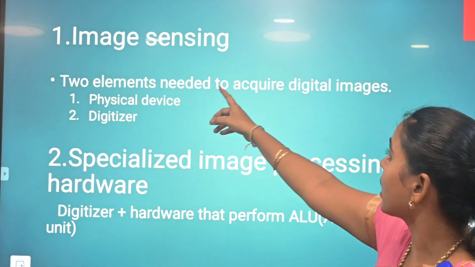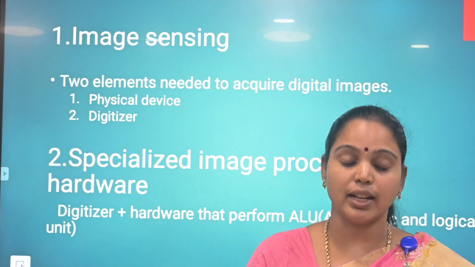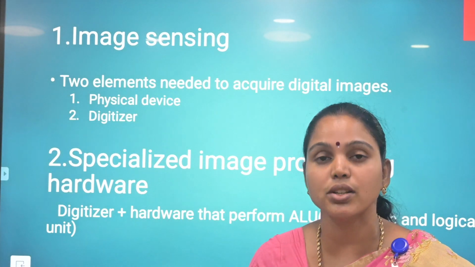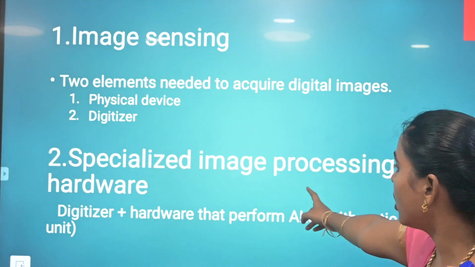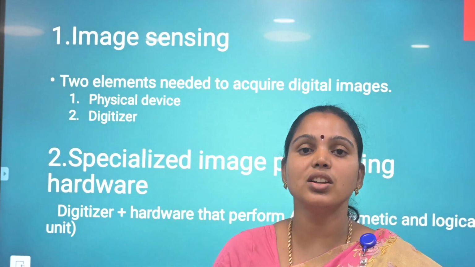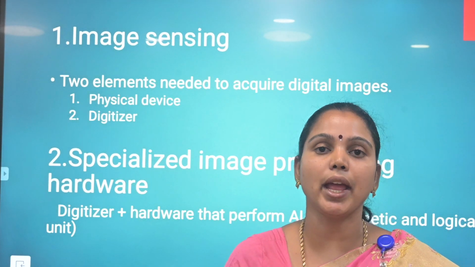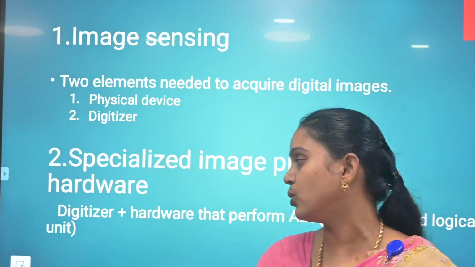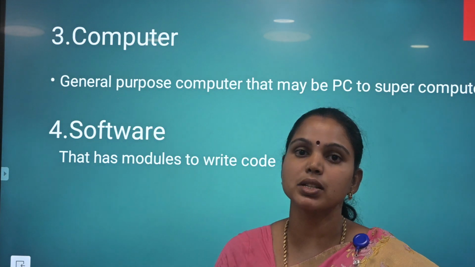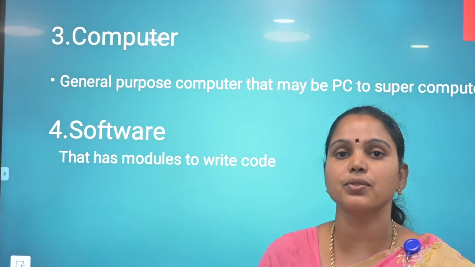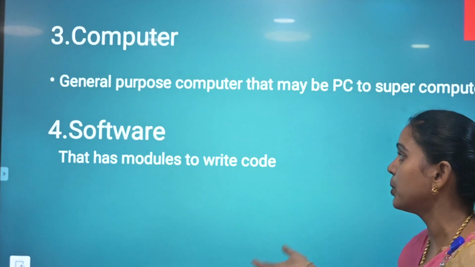Physical device, for image sensing we need the physical device. After capturing the image, that has to be converted into the digital form. For that we need some digitizer also, and hardware for the digitizer, as well as to make some pre-processing we need some ALU, which means arithmetic and logical units. And the third one is general purpose computer. To do the manipulations we need some computer, right? It may be a personal computer to supercomputer.